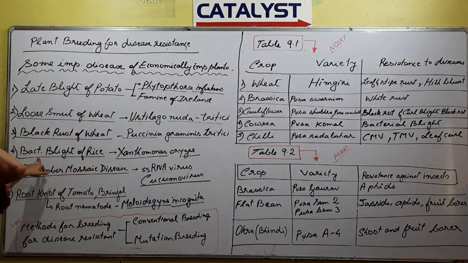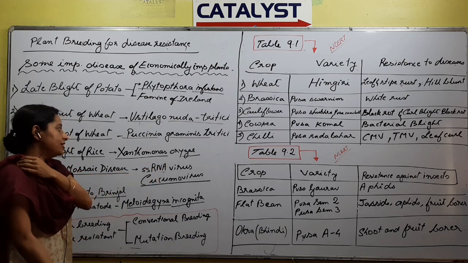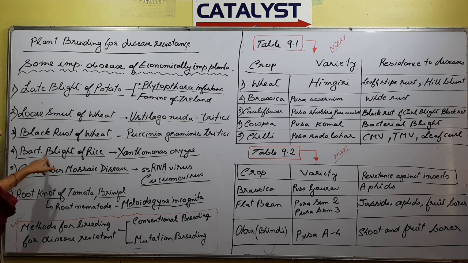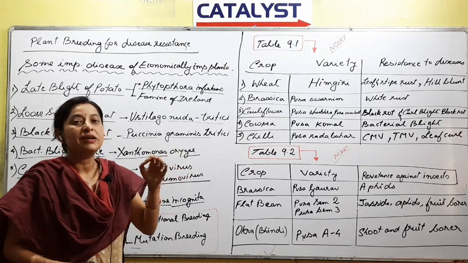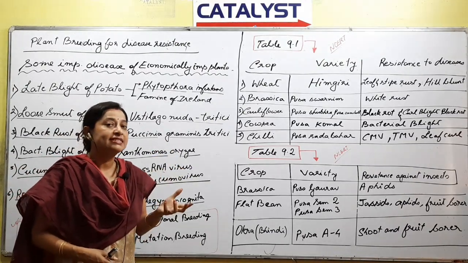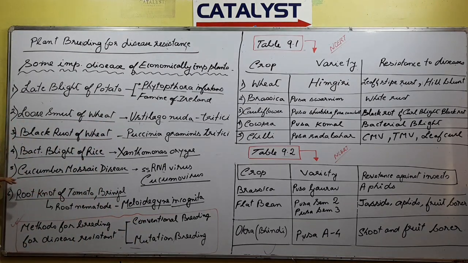Next is bacterial blight of rice. Here the causative organism is important, Xanthomonas oryzae. So bacterial blight of rice, the word bacterial is already present. So this time what we know is that this is a disease not caused by fungi, but instead it is an example of a bacterial disease. So what will be the causative organism? The causative organism will be bacteria, right?